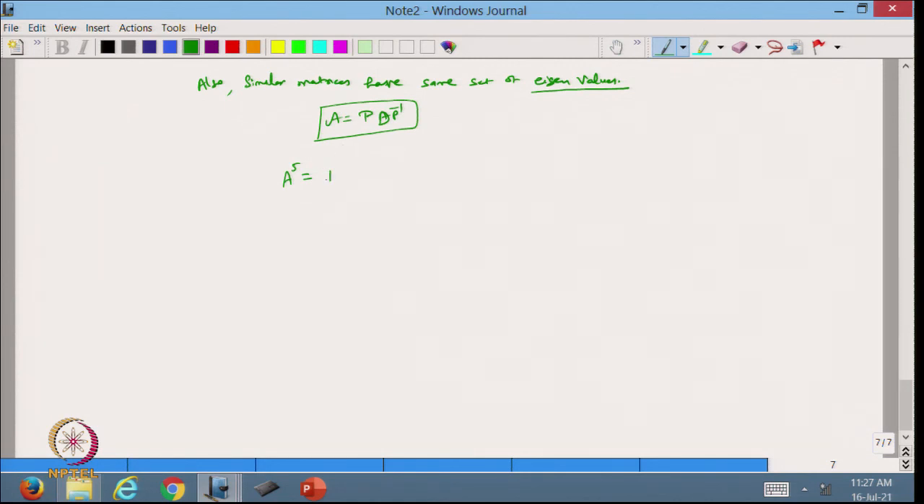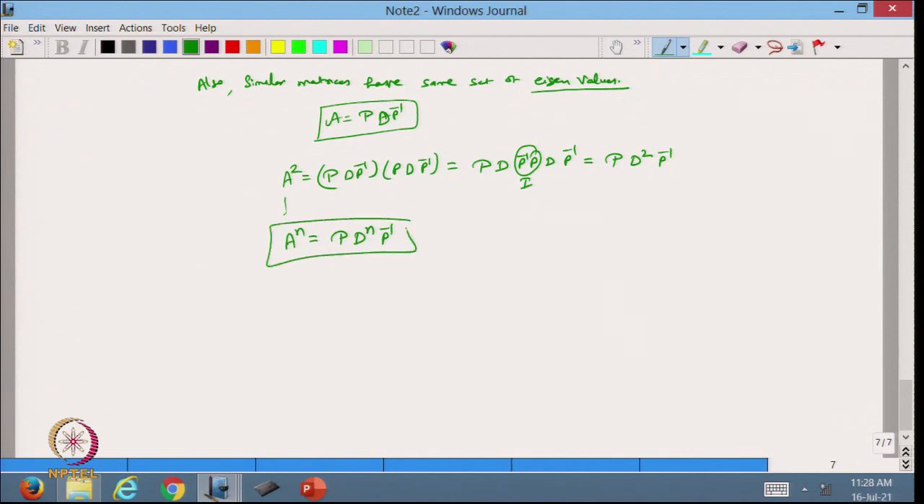So, suppose I want to find A square. So, it is P D P inverse and then P D P inverse. So, this can be written as P D P inverse P D P inverse, and P inverse P is equal to the identity matrix. So, I can write P and D is the diagonal matrix, D square, P inverse. So, the same way I can write that my A n will be P D raised to power n P inverse.